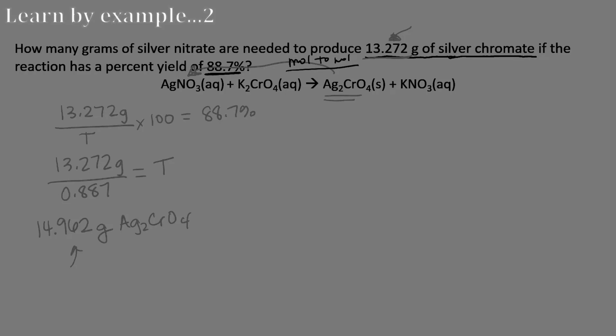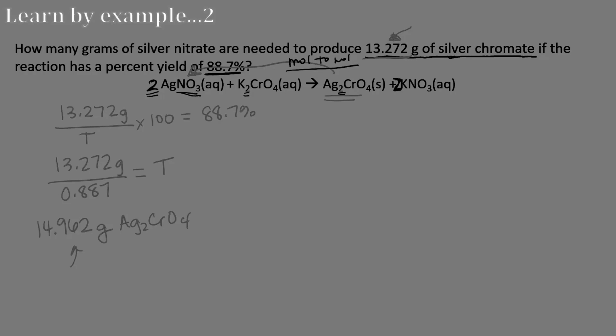Okay, so I've got two silvers right here in the silver chromate, so I need two silver nitrates, and that gives me two nitrates here. So I'm going to put a 2 in front of this. So that gives me 2 nitrates. And then I have 2 potassiums and 2 potassiums. So this is balanced now.